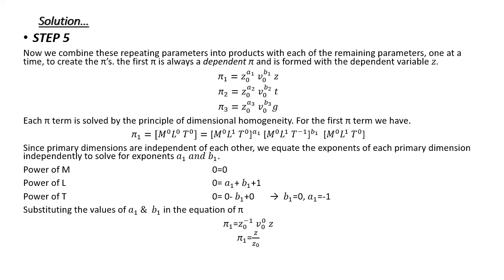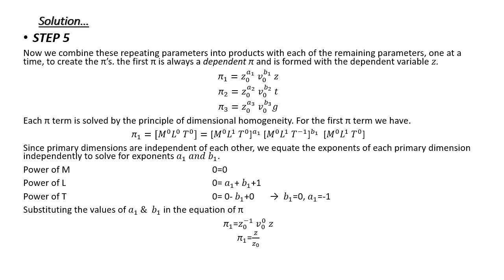Okay, so now when I choose z naught and v naught as repeating variables, there are 3 variables which are left. So there were totally 5 variables. Now out of 5 variables I have chosen 2 as repeating variables, meaning all these repeat in each and every equation. So when I choose these 2, total number of variables remaining are 3. So pi 1 is equal to z naught to the power a1, v naught to the power b1, and out of the remaining 3 I am writing one term here, z. Okay, so this is my pi 1, one dimensionless term.